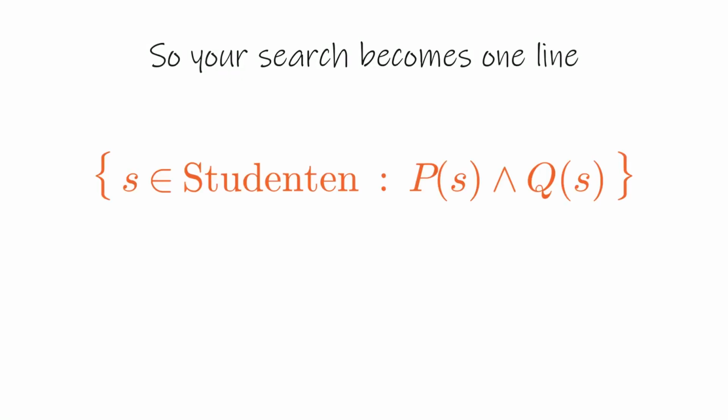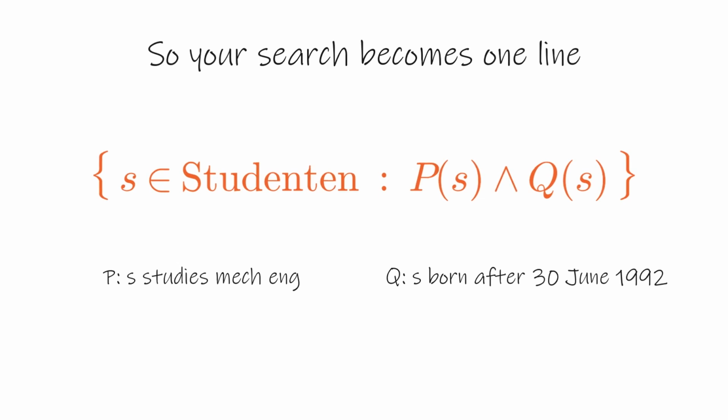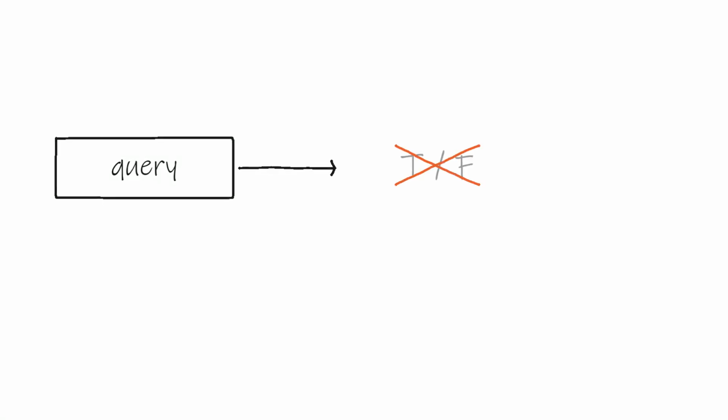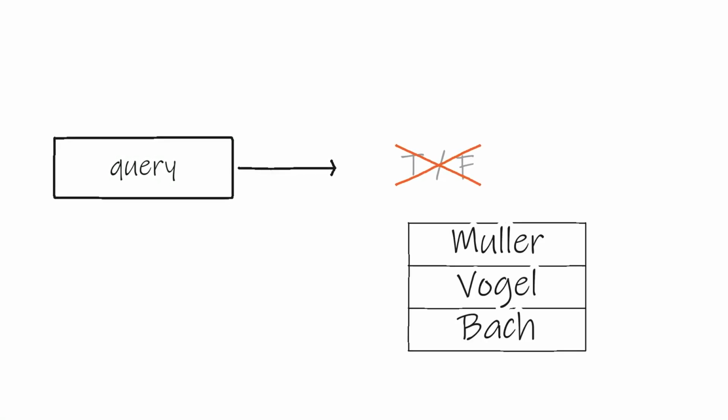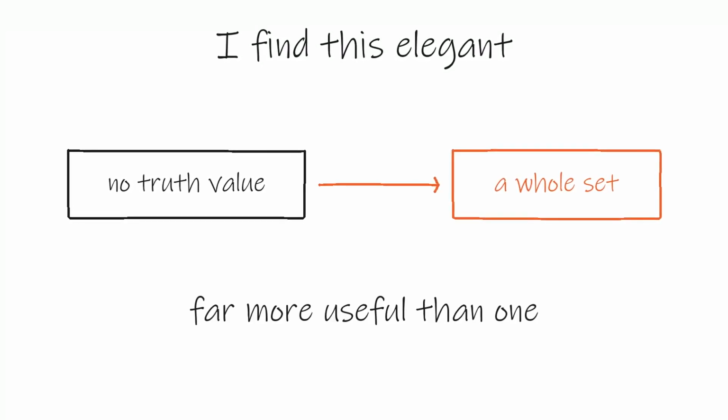So your search becomes one line. The set of S in student such that S studies mechanical engineering, and S was born after the 30th of June, 1992. Feed that in, and what comes back isn't a truth value. It's a set of students. I find this elegant. The thing with no truth value hands you something far more useful than one.